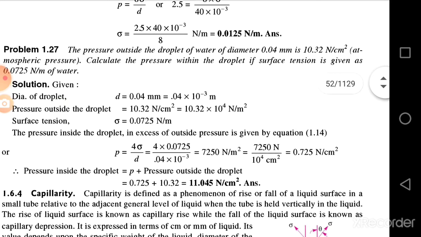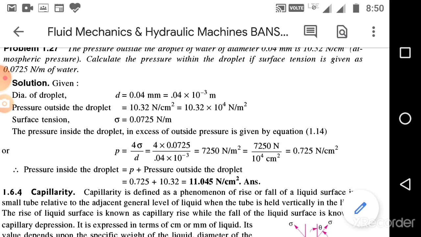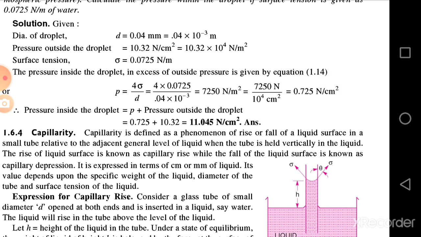Another simple problem. The pressure inside a droplet of water of diameter 0.04 mm is 10.32 Newton per centimeter square. Calculate the pressure within the droplet if surface tension is given as 0.0725 Newton per meter of water. Diameter of droplet is 0.04 mm. Pressure outside 10.32 into 10 power 4 Newton per meter square. Using the expression P is equal to 4 sigma by D, you get the pressure as 0.725 Newton per centimeter square. Pressure inside the drop is equal to P plus pressure outside the droplet. It is 11.045 Newton per centimeter square.